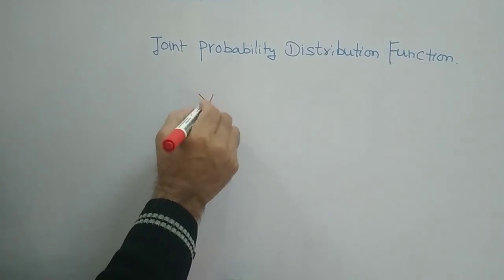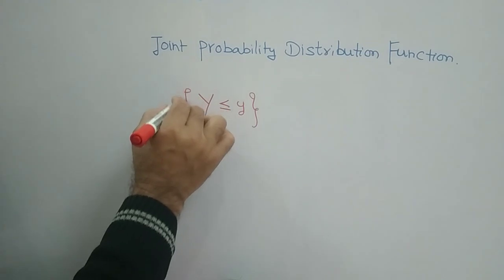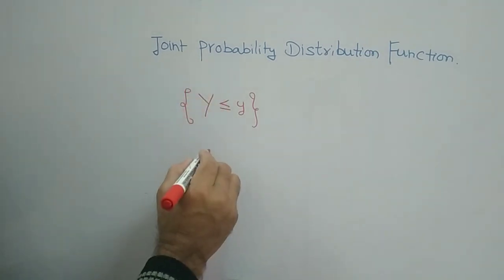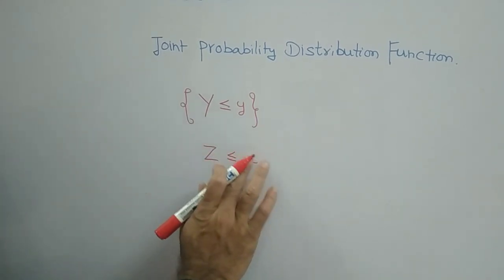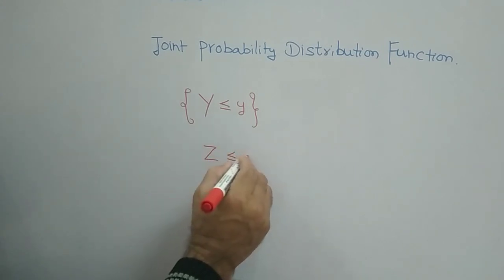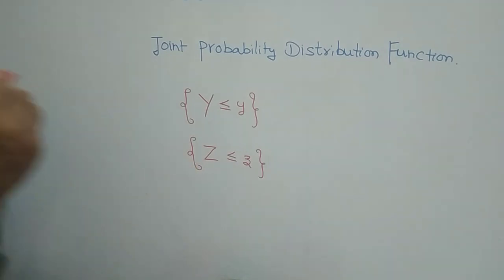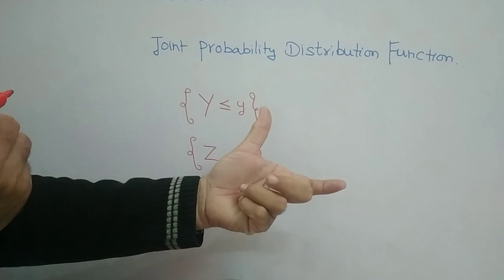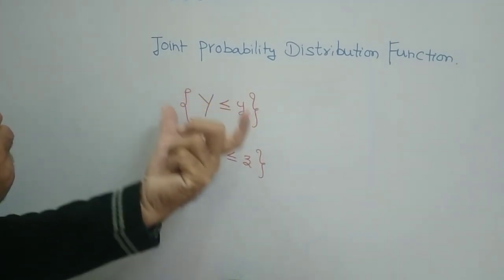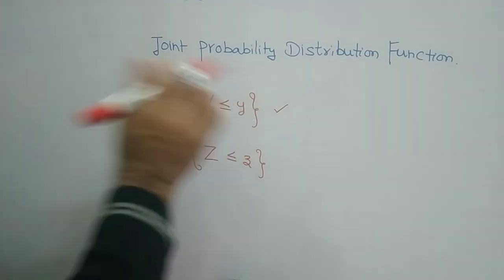So, it is y less than or equal to small y, if you consider the random variable as y. Nothing wrong in that. Either you can consider z also. If you consider z as a random variable, then its possible outcome value must take small z. These are the subsets of the sample space, and these subsets must be an event.